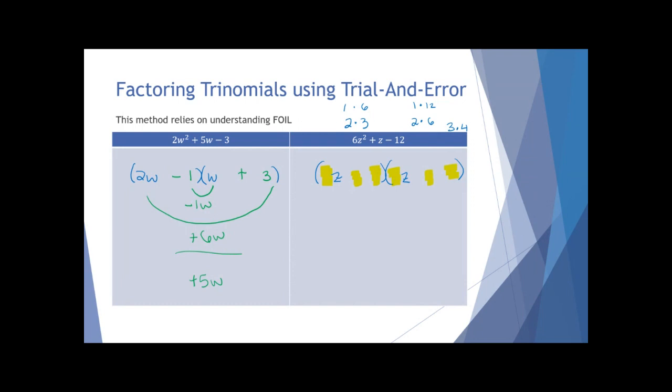So now we have to really make some guesses. So let's just say I first start with, oops, I'm in the highlighter. That is not what I wanted.